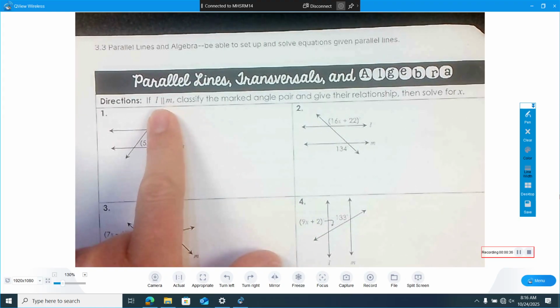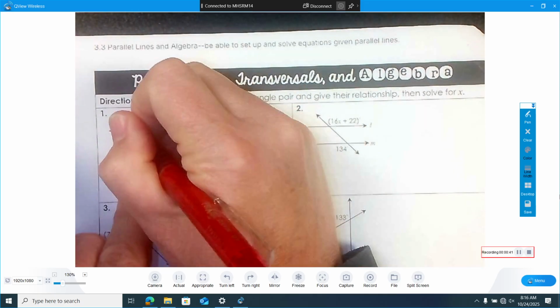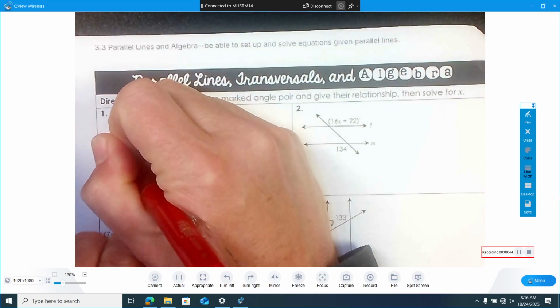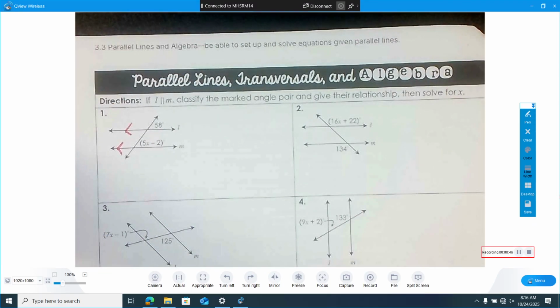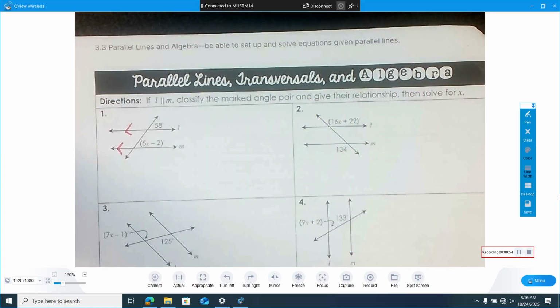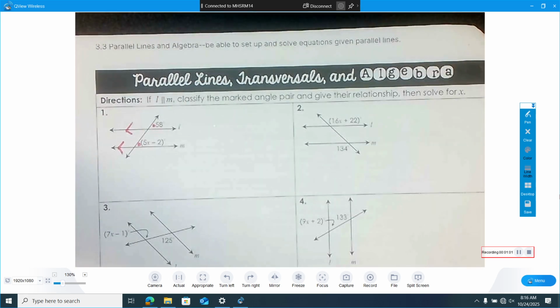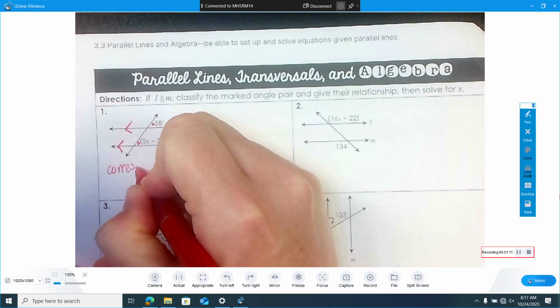If line L is parallel to M, so that is given. Given that these lines are parallel, classify the marked angle pair and give their relationship, then solve for x. When we look at these two angle measures that they're giving us in algebraic numbers and letters, what would you call those two angles? Very good. They are corresponding angles.